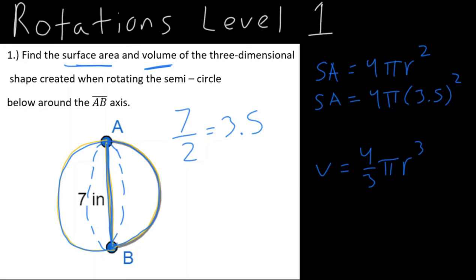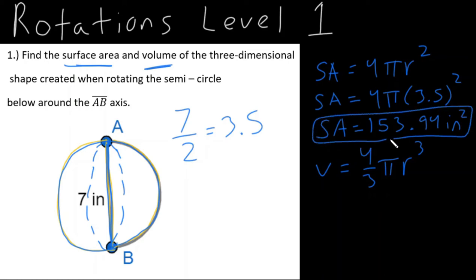And of course, our final answer should be the surface area of this sphere is 153.94, in this case, inches squared. Remember, anytime you're dealing with surface area, it'll always be your units squared.